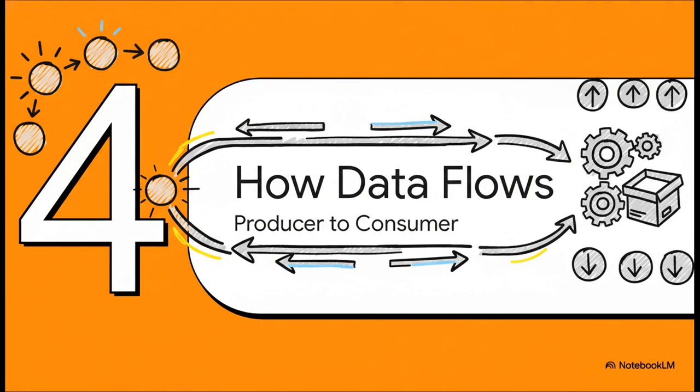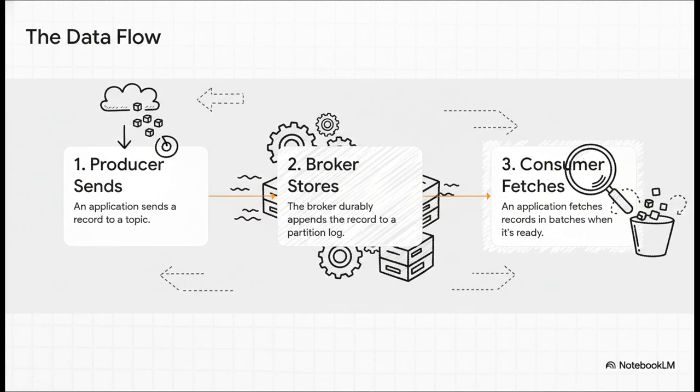Let's trace the journey of a single piece of data as it flows through the whole system, from the moment it's created by a producer to when it's read by a consumer. When you zoom out, the process is actually really elegant. It's just 3 steps. 1, a producer sends some data. 2, the broker gets it and saves it safely. 3, a consumer comes along and reads that data whenever it wants.